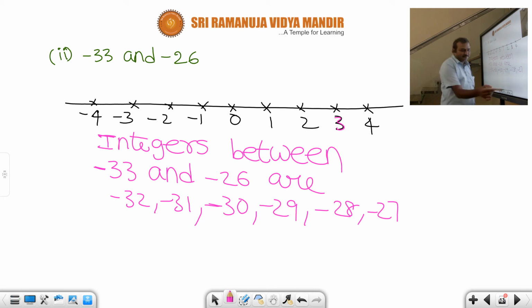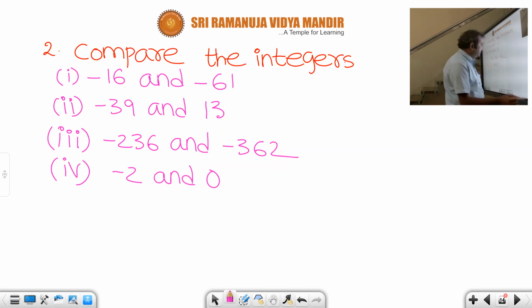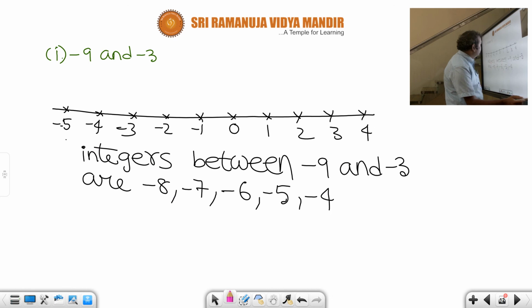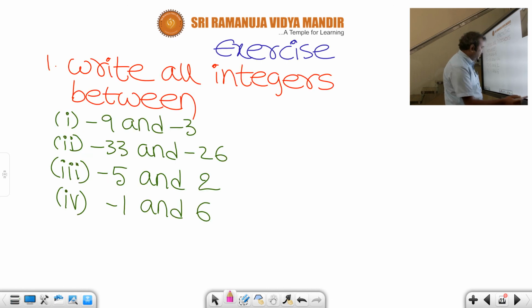Then after this, comparison of integers. Okay, close. My dear children, I will give you a small homework. Today I explained the first one and second one, just 5 minutes back on the board. Now take these two sums as homework. Write down the question.